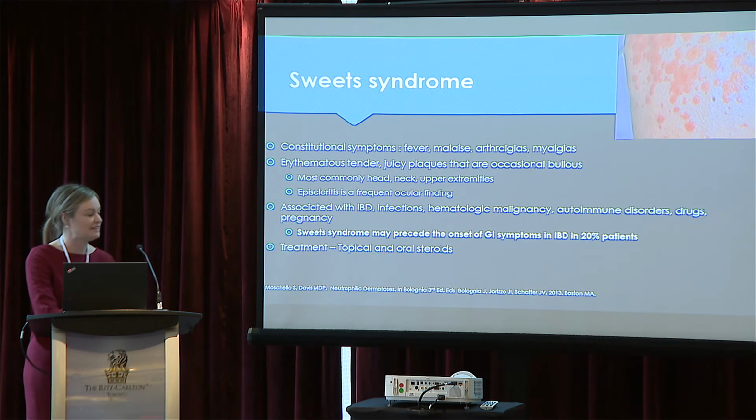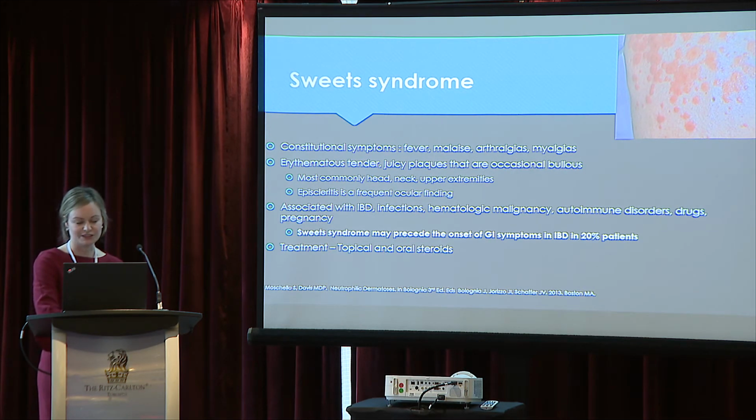Sweet syndrome is a really interesting condition. The other name for it is acute febrile neutrophilic dermatosis. Often it presents with these juicy orange-red papules, usually on the torso, and they can be painful and can also be bullous or have vesicles. Most commonly head, neck, upper extremities, and patients often have eye inflammation with this disease.